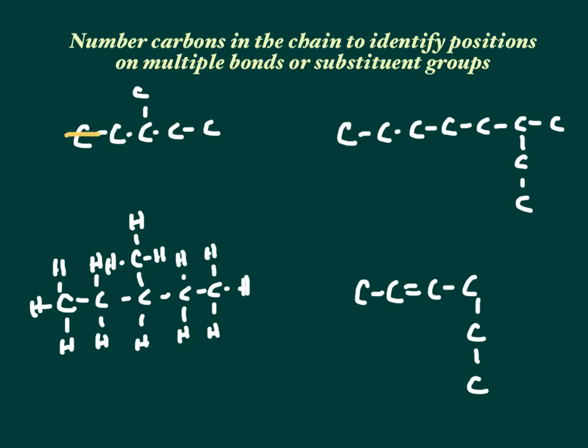Sometimes I just put a line right through that, and I know that the prefix for 5 is pent. I can see that they're all single bonds in between there, so that's an alkane, or that would be pentane. But I have to name this substituent group. That's what this is called, the little branches that are on there. And in order to do that, I have to locate where that substituent group is. I have to start at one of the ends, and I have to number the carbons.